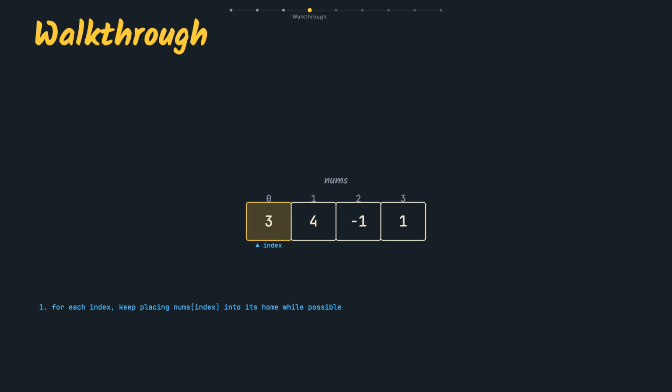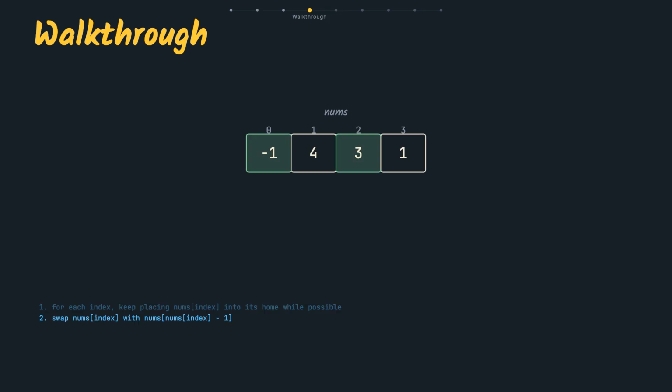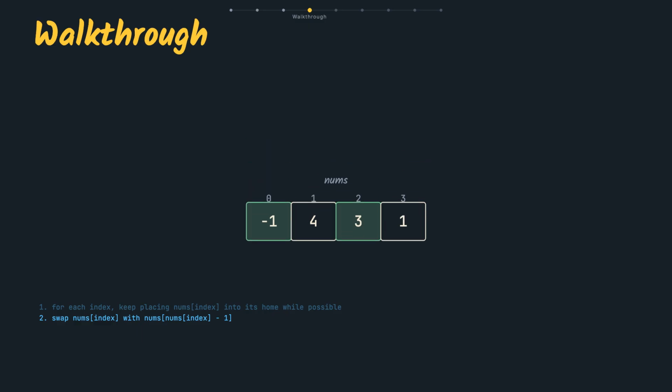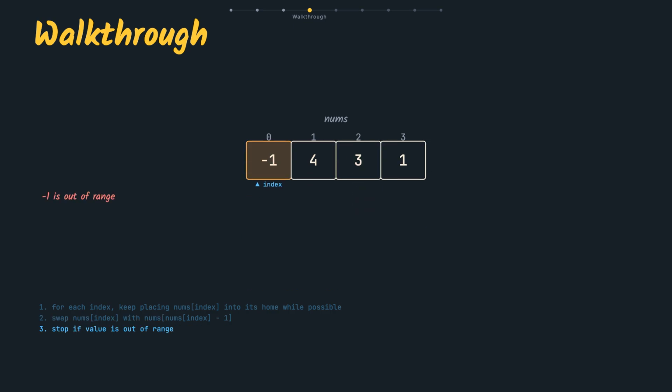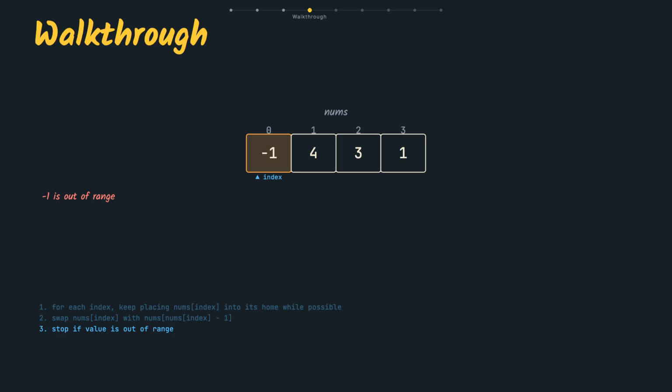Start at index 0, the value is 3. 3 belongs at index 2, that home is different, and it does not already hold 3, so we swap. We stay on index 0. Now the value is -1, that has no home, so we stop swapping here. Move to index 1, the value is 4. 4 belongs at index 3, so we swap those. Stay on index 1 again. Now we have 1. 1 belongs at index 0, so swap again. Still index 1. Now the value is -1, out of range, so this position is done.